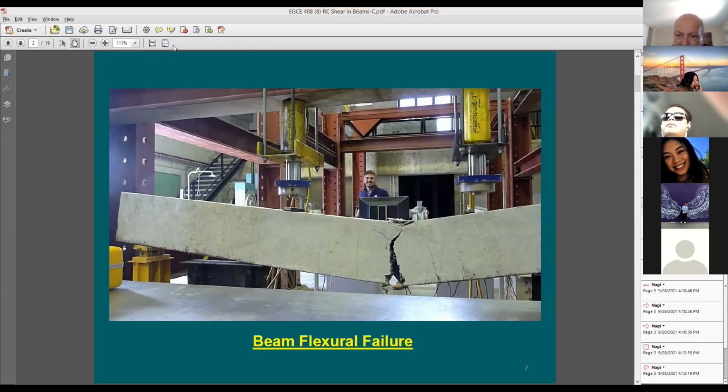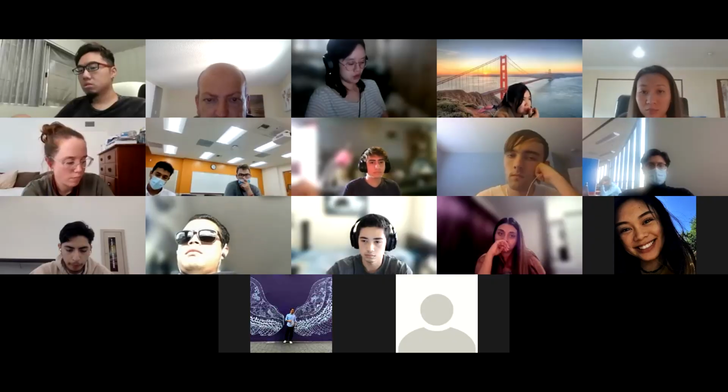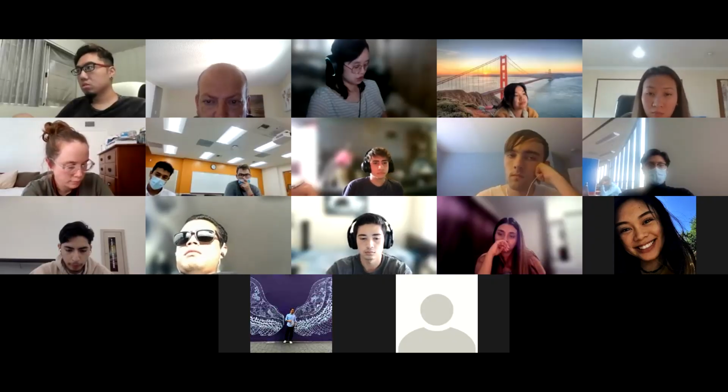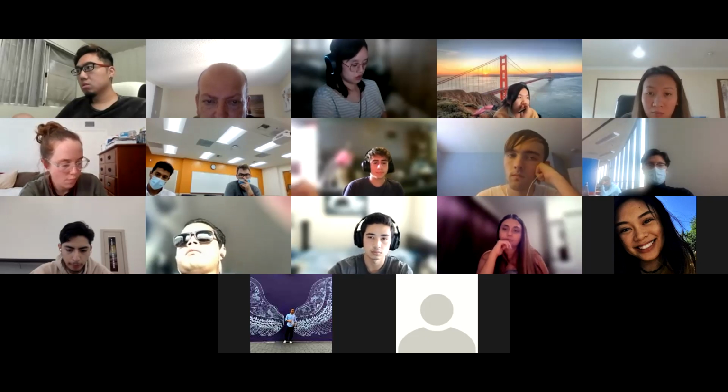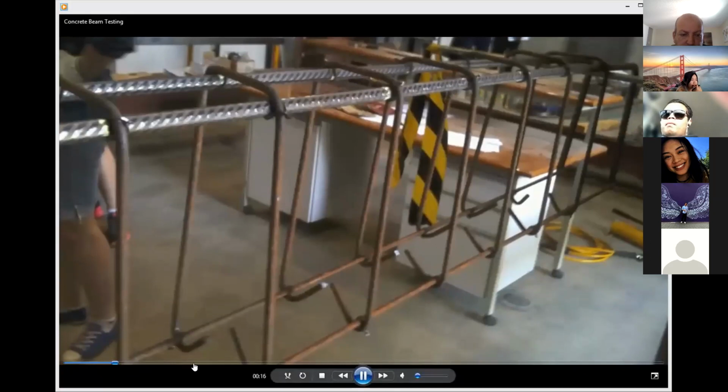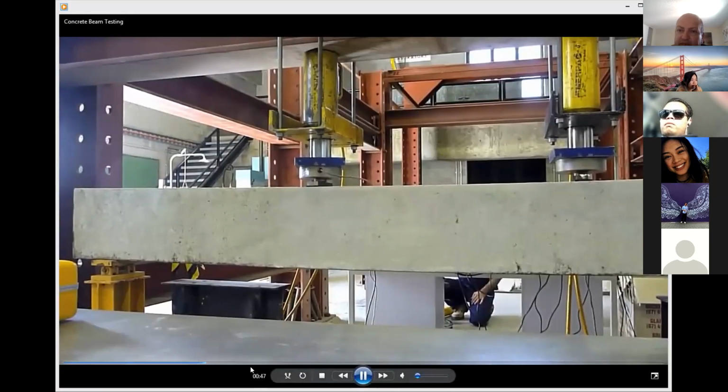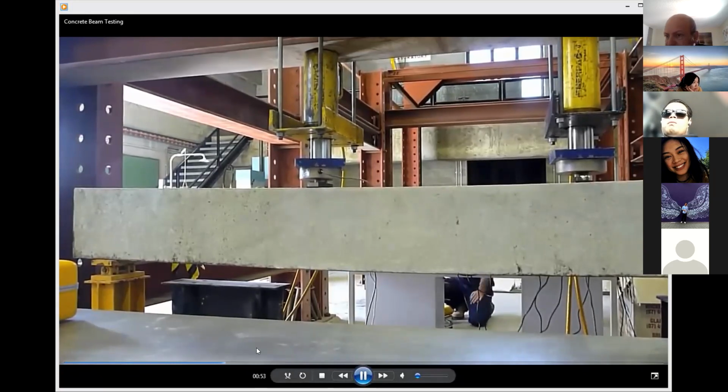I'm going to show you here beam failure. We have seen this before, and that was the flexure testing. You guys see my screen?